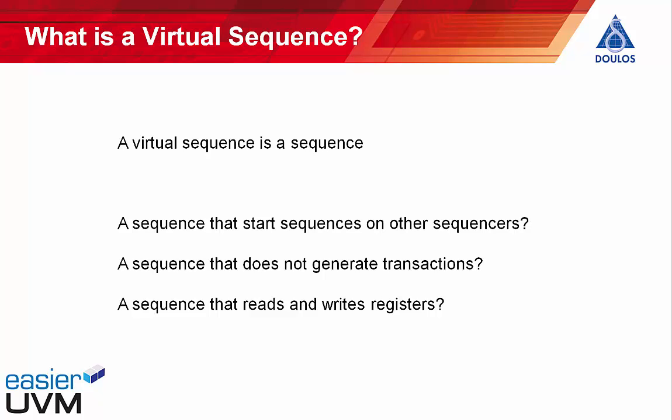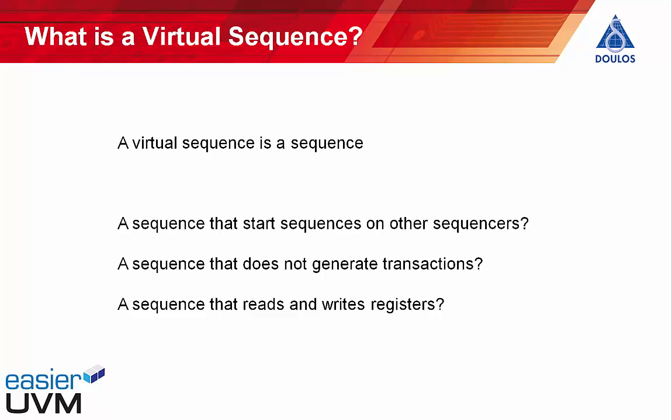But there's one technical characteristic that really does make a difference, and that is whether or not a sequence generates transactions. And the reason that makes a difference is that if you have a sequence that does not generate transactions, that sequence doesn't actually need to execute on a sequencer. A sequence only absolutely needs to execute on a sequencer if that sequence generates transactions. If the sequence doesn't generate transactions, it's actually optional whether or not that sequence runs on a sequencer. And that's why many experts recommend that virtual sequences, whose job is to start other sequences, themselves don't need to run on a virtual sequencer.